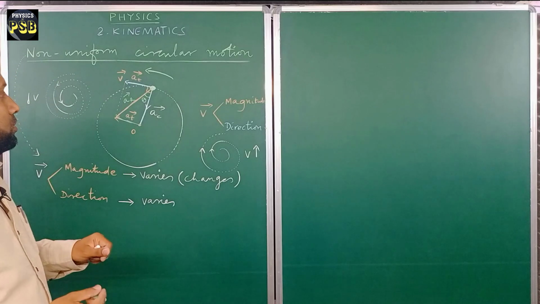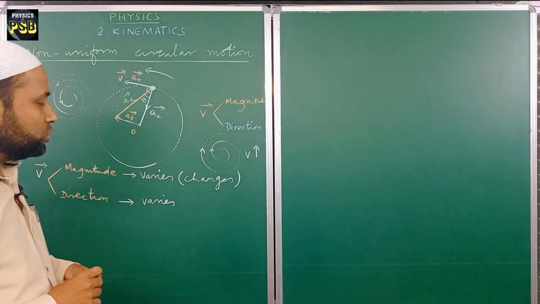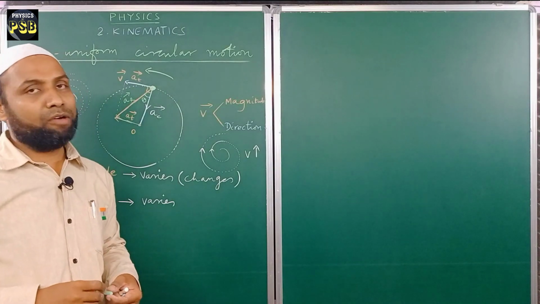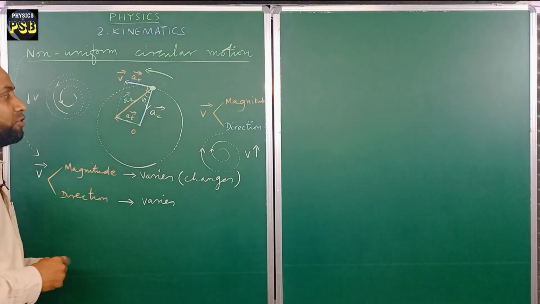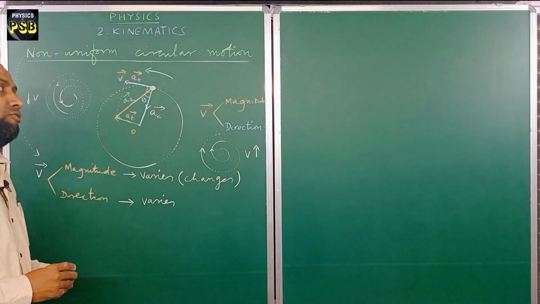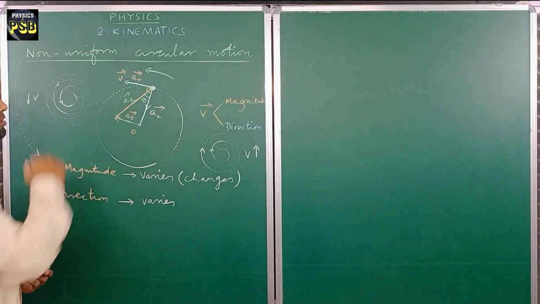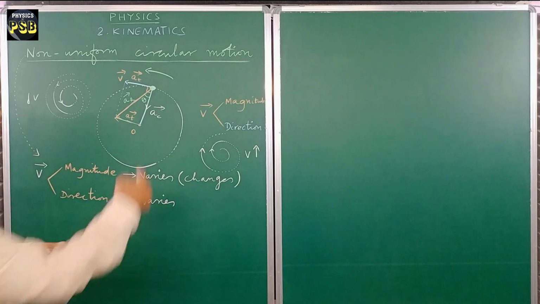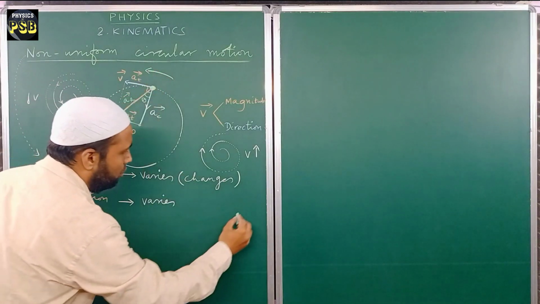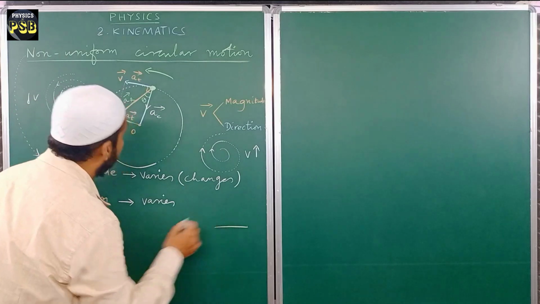So I told you here I am going to use the parallelogram law of vectors. Actually, I am not using the parallelogram law of vectors. I use the triangle law of vectors to get the resultant vector. Now let's apply that. I take this right angled triangle here.